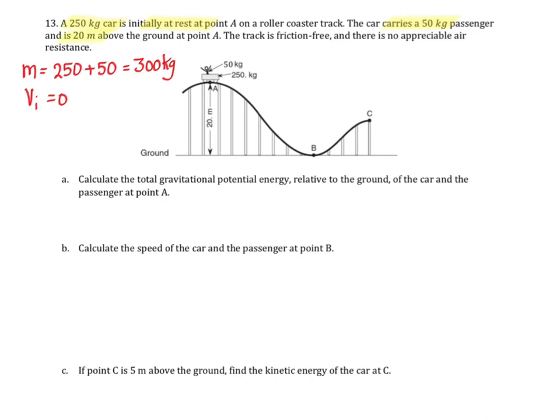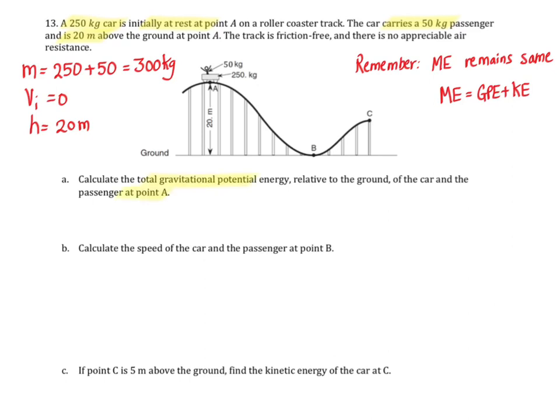The car is 20 meter above the ground at point A. So the initial height is given to us as 20 meter. The track is friction free and there is no appreciable air resistance. Remember throughout all these types of problems that mechanical energy remains the same at every point, it remains constant. And mechanical energy is equal to gravitational potential energy plus kinetic energy. In this case, we are going to write GPE plus KE.